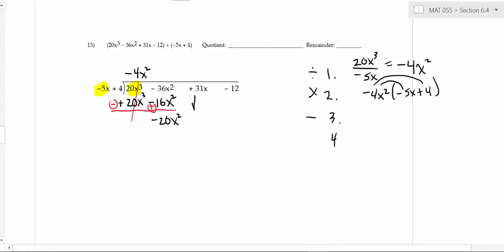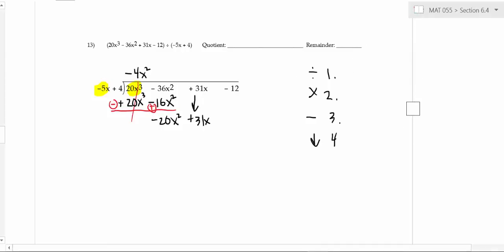Next step is bring down the next number. Okay, so we're done with that. We're ready to start over again. Okay? So I'm going to erase my scratch work here, and we're going to start over again. This time I'm going to do negative 20x squared divided by negative 5x. That's the division step. So negative 20x to the second divided by negative 5x, what is that? 4x, and it's a positive too. It's important that you get positive 4x, so you need to put a plus 4x there. Got to have a sign.